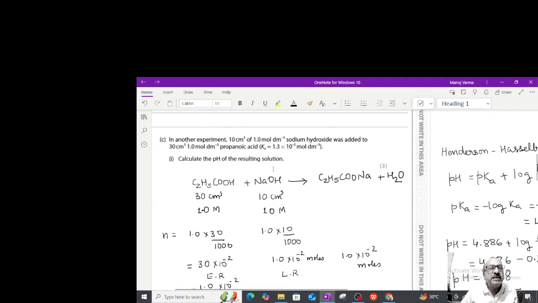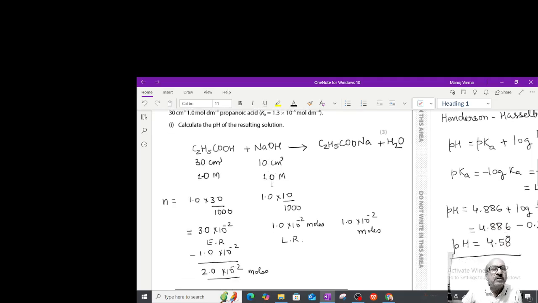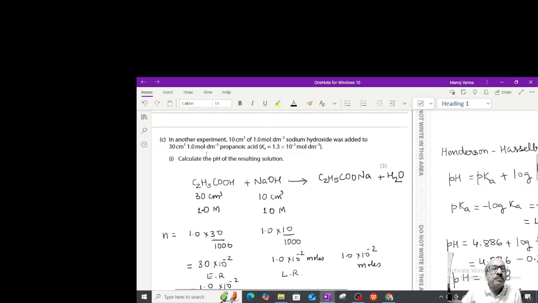As you can see here, the question says that 10 cm³ of 1 mol/dm³ sodium hydroxide was added to 30 cm³ of 1 mol/dm³ propanoic acid, whose Ka is 1.3 × 10^-5 mol/dm³, and you have to calculate the pH of the resulting solution. I have written down here the two reactants, the propanoic acid and the sodium hydroxide, and the reaction that's going to take place is the following.